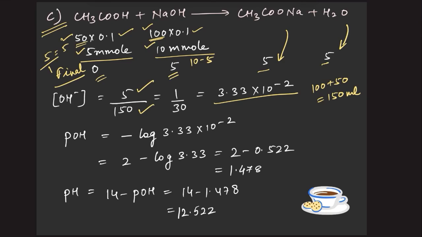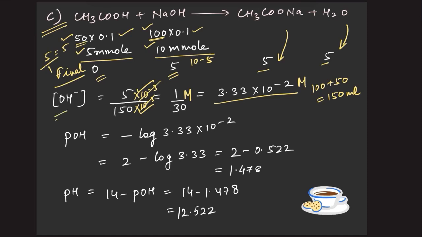Here, if we convert 5 millimoles into moles, it becomes 5 divided by 1000, which can also be written as 5 into 10 to the power minus 3. If we convert 150 milliliter into liters, it becomes 150 into 10 to the power minus 3. The 10 to the power minus 3 cancels. So the molarity of the solution will be 1 by 30 M, which is 3.33 into 10 to the power minus 2 M.